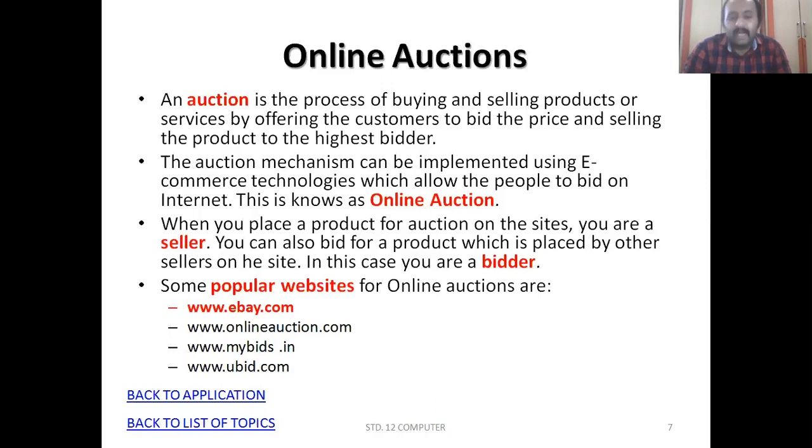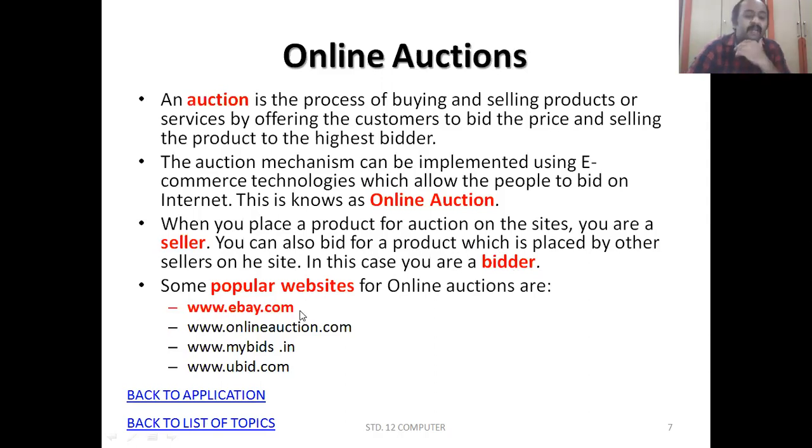Okay, if you want to sell your product, you can also register your product on their websites, and you can put your product up for selling, right? At the same time, if you want to buy some other person's product which is already kept on their website, you can also bid for that. If you bid for a product then you are called a bidder, and if you are putting your product up for selling, you are called a seller.